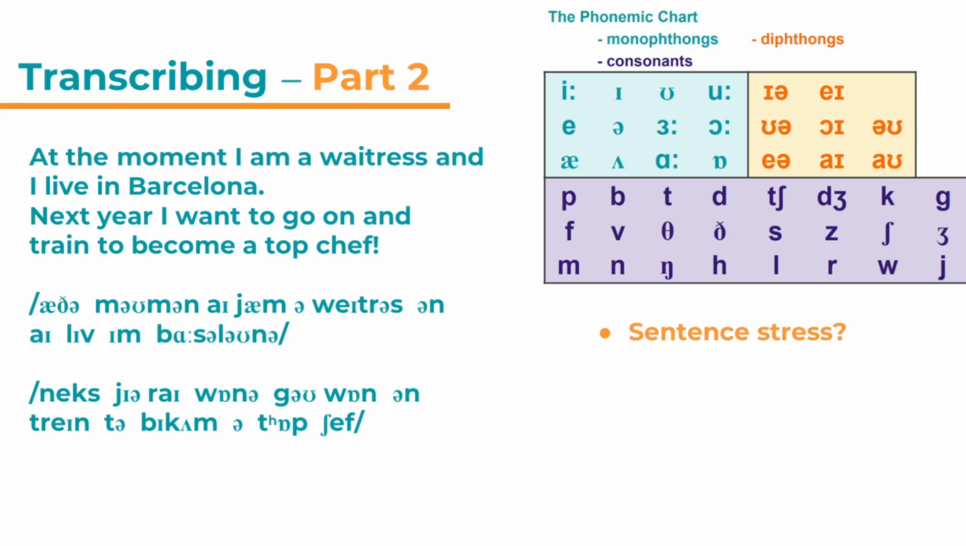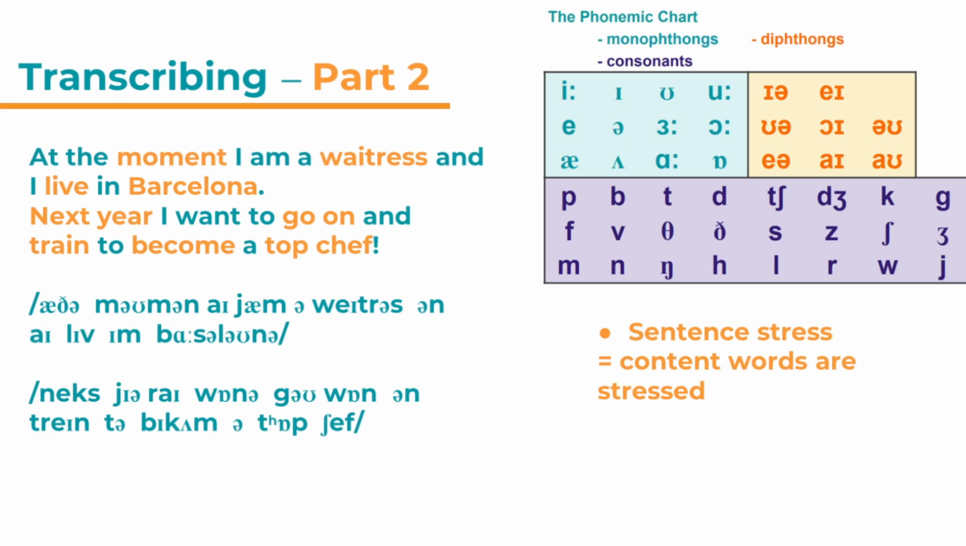Of course, because this is an utterance, you might also wonder, well, where is the sentence stress here? Now remember that in English, content words usually carry the stress. And that is because content words really carry the main information. And I've put them in orange in our spelling. Moment, waitress, live, Barcelona. Next year, go on, train, become, top chef.